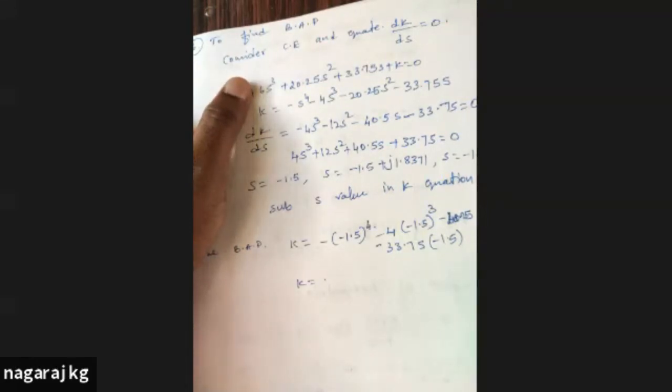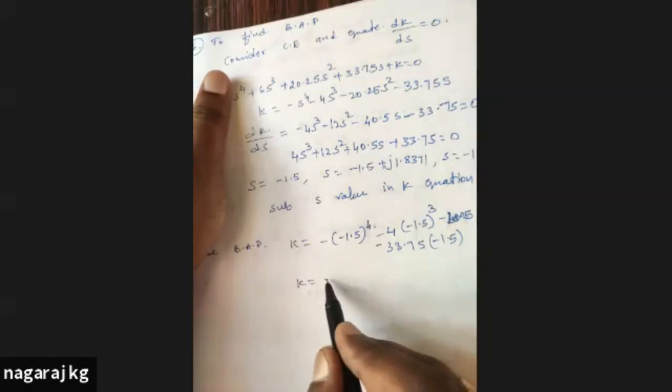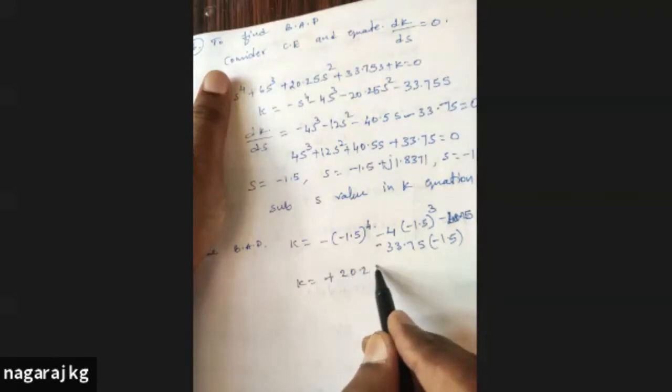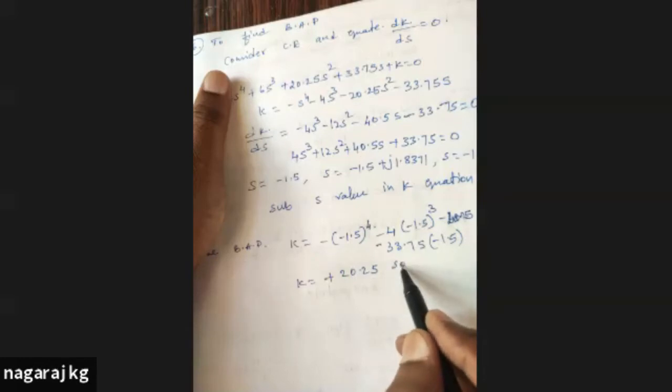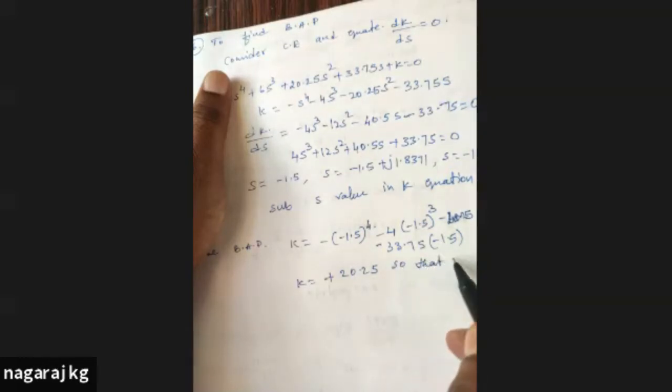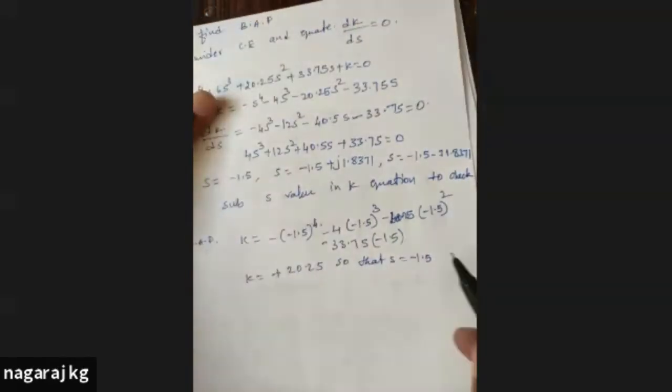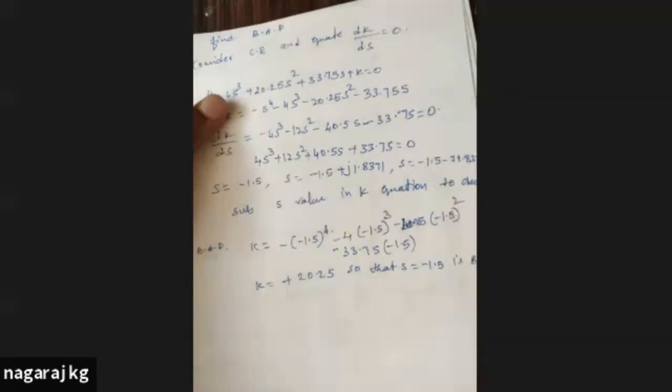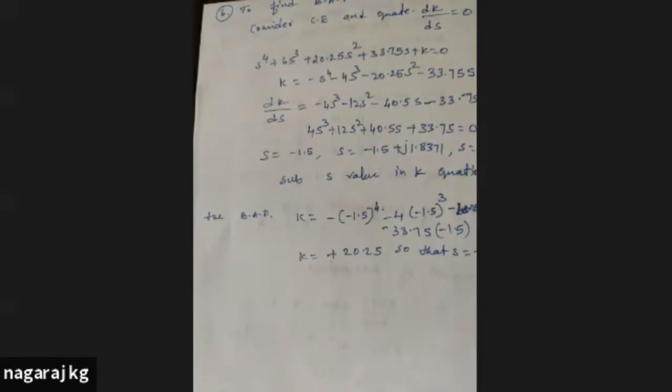If you get K value as positive, then it is a breakaway point. Otherwise, it is not a breakaway point. When you calculate this, you are going to get K value as plus 20.25. So s is equal to minus 1.5 is a breakaway point. I think you understood.